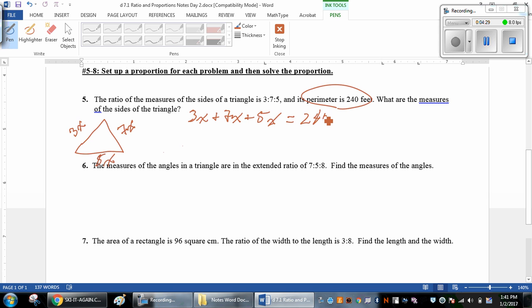Once we get that set up, now all we have to do is solve. So go ahead and solve this thing for x. Pause it, take a second, solve for x. We do want to see your work here, so make sure you're doing this on your own.